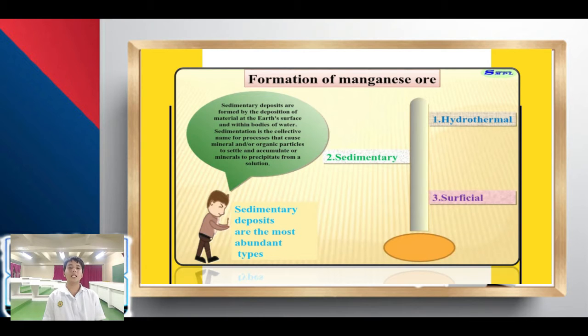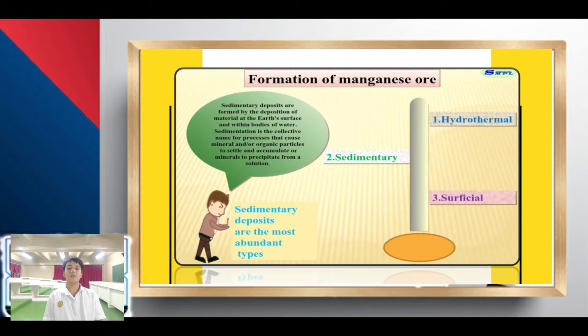And there are three mineralizing processes to be considered in the formation of manganese ore. Una, ang hydrothermal. Kung muingon tag hydrothermal, it simply means hot water, and it is referring to those mineral deposits that are formed by precipitating from hot fluids that circulate through the crust. Ang ikaduha nga mineralizing process para ma-form ang manganese ore is sedimentary processes. Kung muingon tag sedimentary processes, nagpasabot nga ang manganese ore is a result of the concentration of ore forming minerals from the lake or sea water.